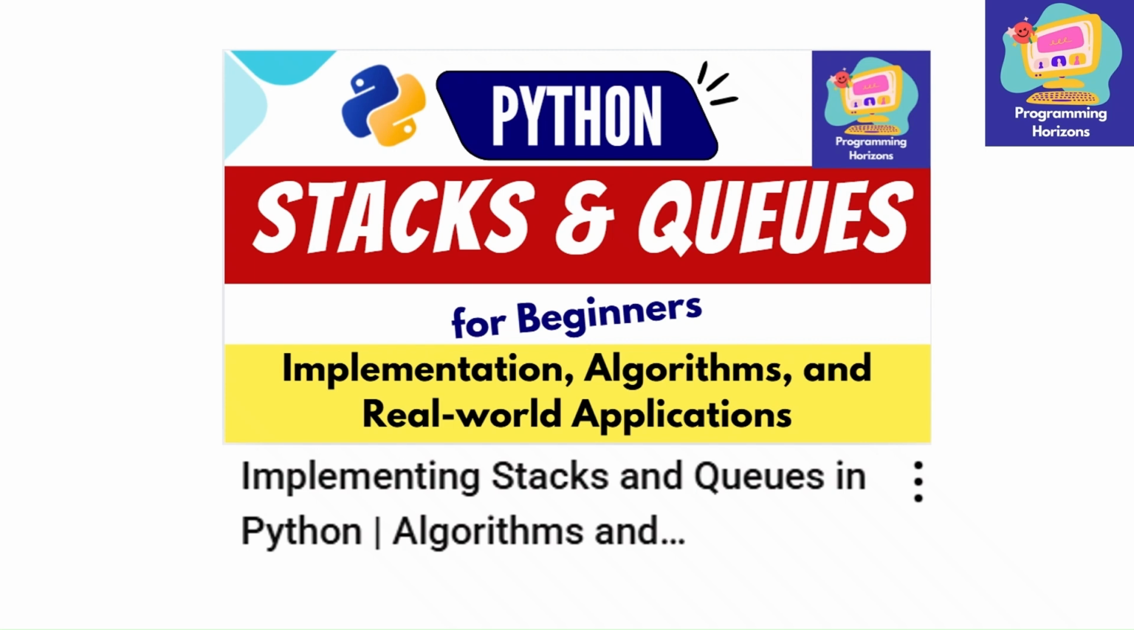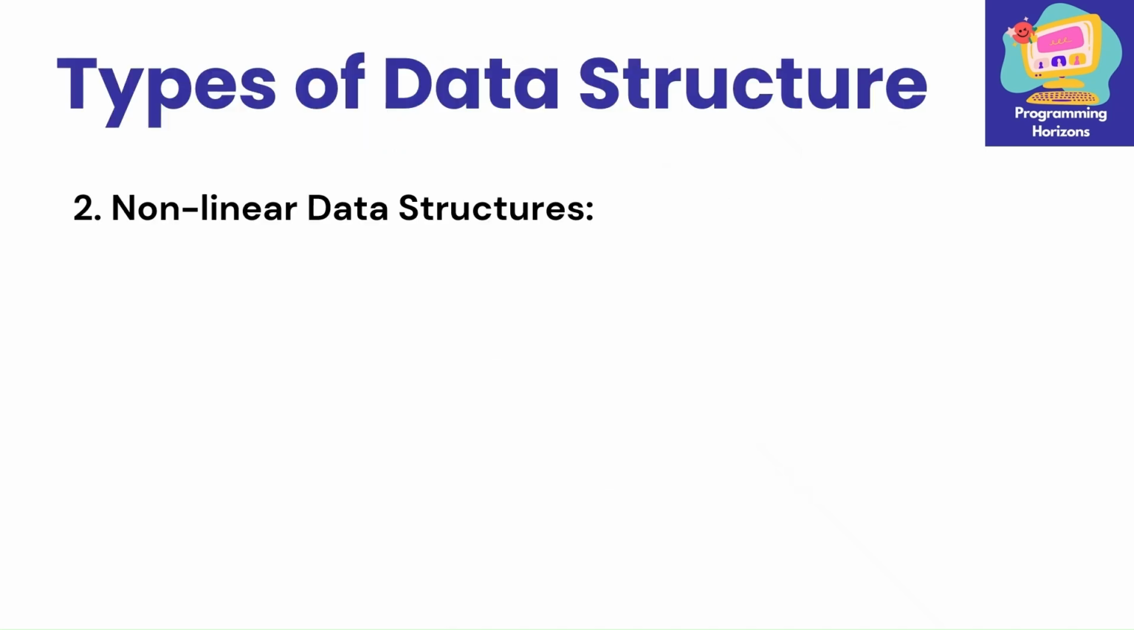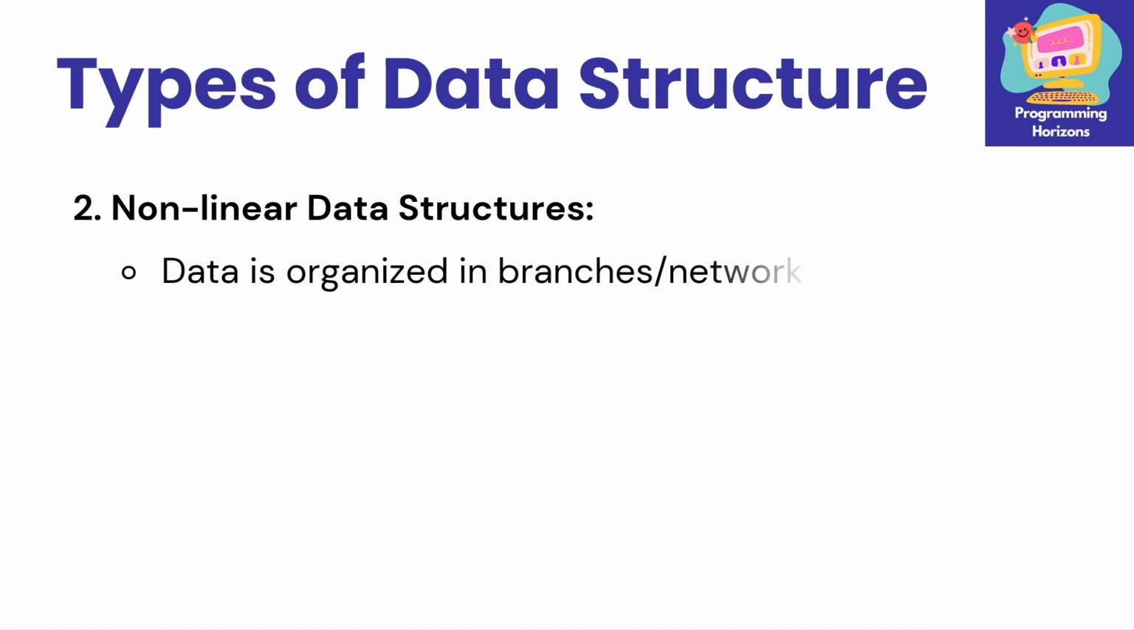Now let's move on to nonlinear data structures where data is not stored in a straight line but is organized in a hierarchy or a network. Examples include trees and graphs. Let's explore them.